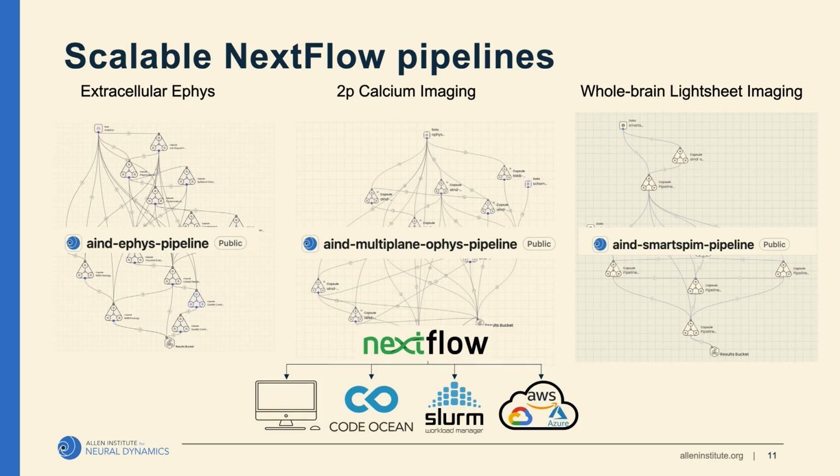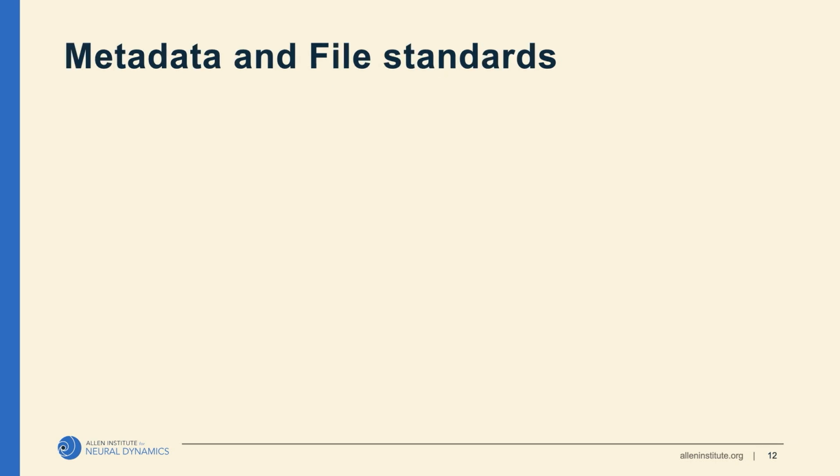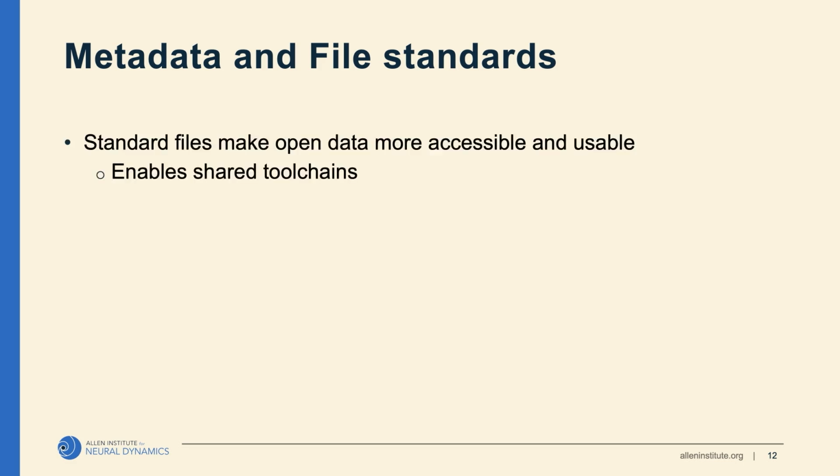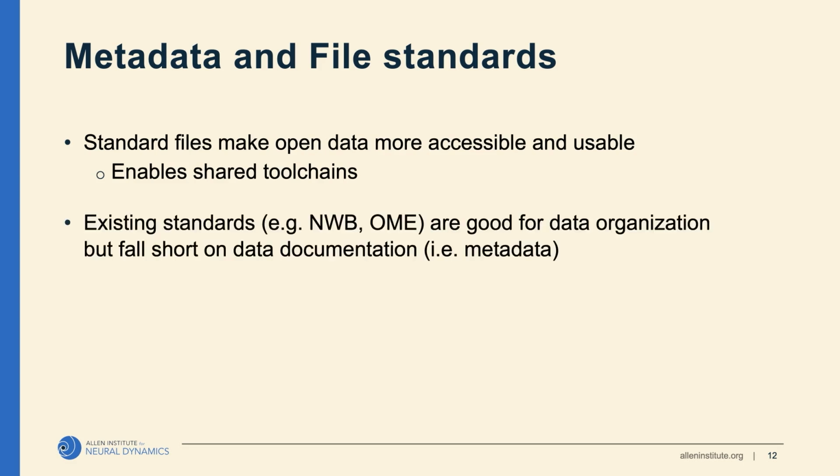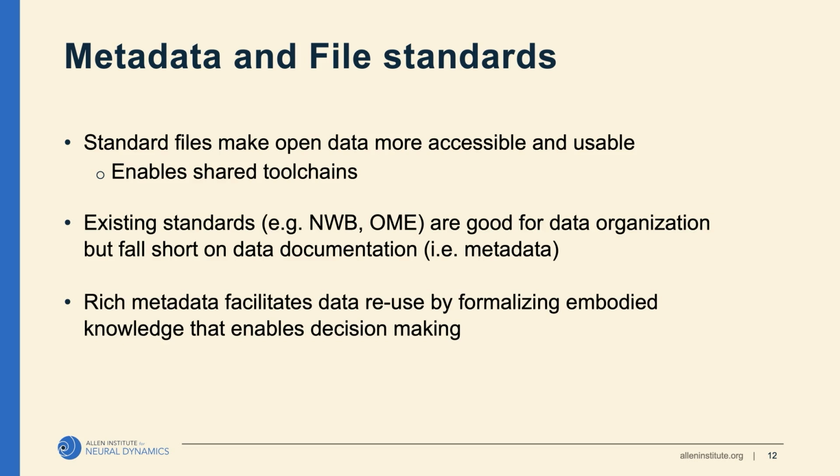All right, I'm going to jump back to talk about metadata and the importance and value of metadata and how we're tackling that in our platform. Metadata goes hand in hand with file formats, and having data in standard formats allows us to build tool chains such as what Ben was talking about, so that you can work really easily with the data. We find that while these standards are really good for data organization, they often do fall short on data documentation. And so we really need to have rich metadata to facilitate understanding and reusing the data by formalizing the embodied knowledge that enables people to actually make decisions about it.